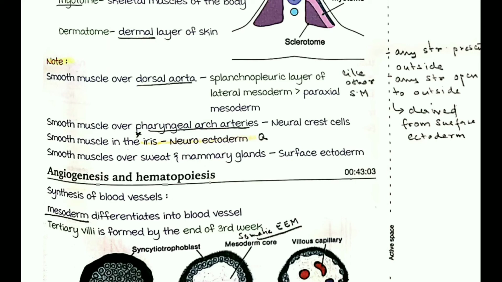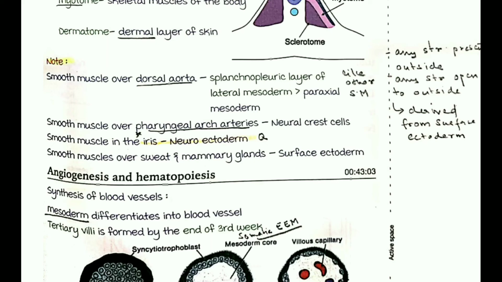While mentioning the splanchnopleuric layer of lateral mesoderm, I said that it corresponds to the cardiac and the smooth muscle formation. But there are some exceptions, some smooth muscles which are formed not from this splanchnopleuric layer of mesoderm but from other structures. So I'll talk about that. The smooth muscle over the dorsal aorta, it was previously said to be formed from the paraxial mesoderm, but now, like other smooth muscles, it is also formed from the splanchnopleuric layer of lateral mesoderm.